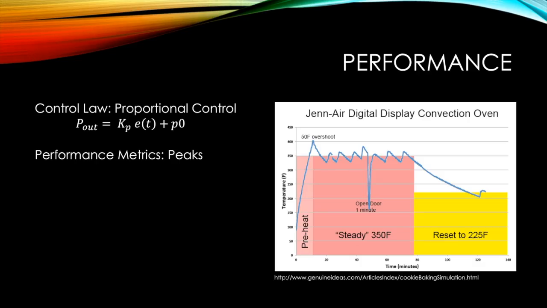As for the performance of our dynamic system, the control law at play is proportional control. There are some instances where ovens use PID controllers, but they are very costly, so it's not common. The oven works to maintain an average temperature through the performance metrics peaks. If you look at the graph provided by genuineideas.com, you can see this at play here.